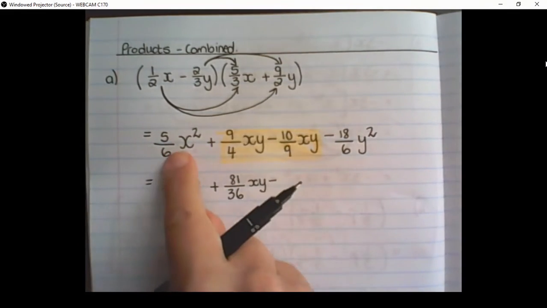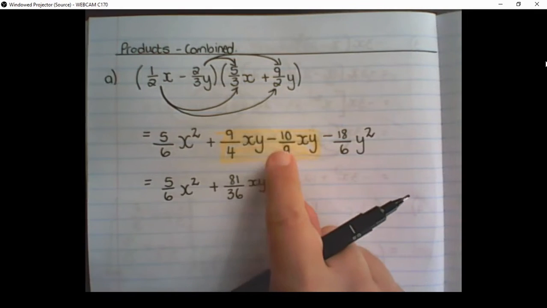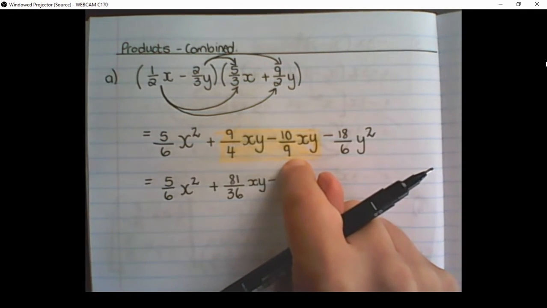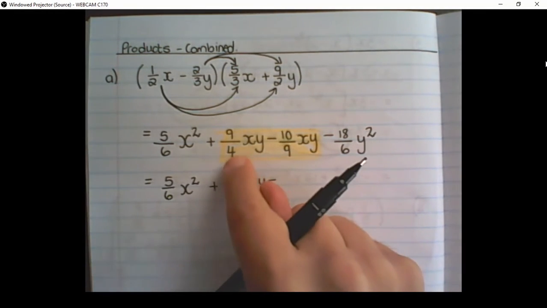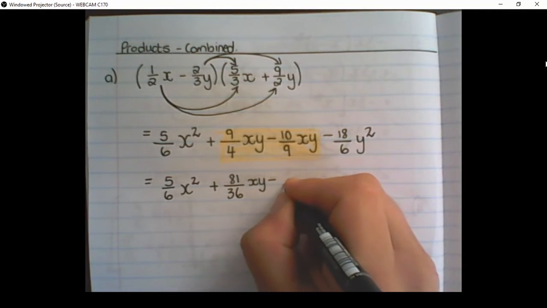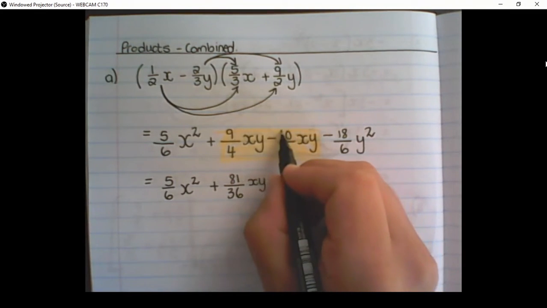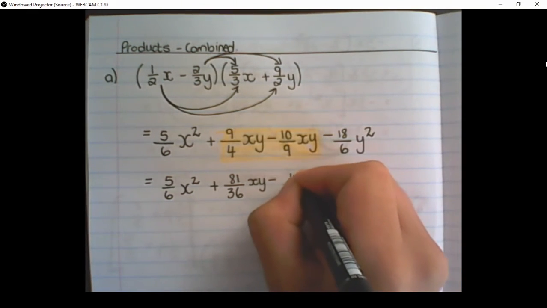The third term in the expression also has the variables xy, so to create a common denominator, I need to multiply 9 with 4. So 9 times 4 will create 36 as well. And now that I've multiplied the denominator with 4, I also need to multiply the numerator with 4. So 10 times 4 is 40.